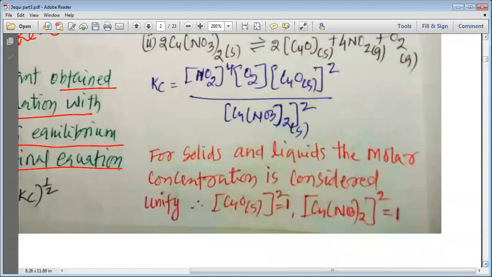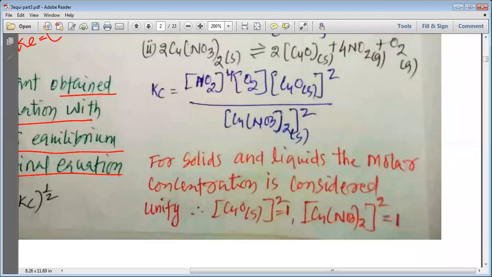Let us look into the next reaction. If we have the equation 2Cu(NO3)2 solid gives 2CuO solid plus 4NO2 gas plus O2 gas, we can write that Kc is equal to the concentration of NO2 to the power 4, the concentration of O2 to the power 1, divided by the concentration of CuO solid to the power 2 and the concentration of Cu(NO3)2 solid to the power 2.